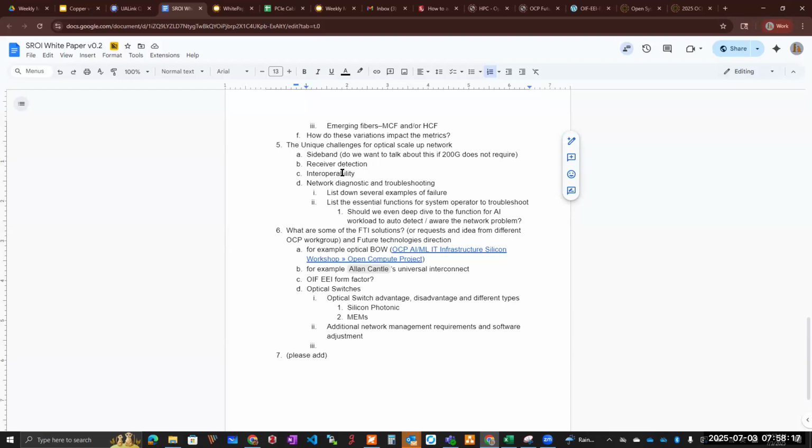And interoperability, if from different vendors or switch companies could use a different connector or something like that. What do you mean, receiver detection? So I think that's also something that stuck in my head from PCIe, because the PCIe protocol has a receiver detection. Oh yeah, okay. Yeah, and it's specific to PCIe, right?